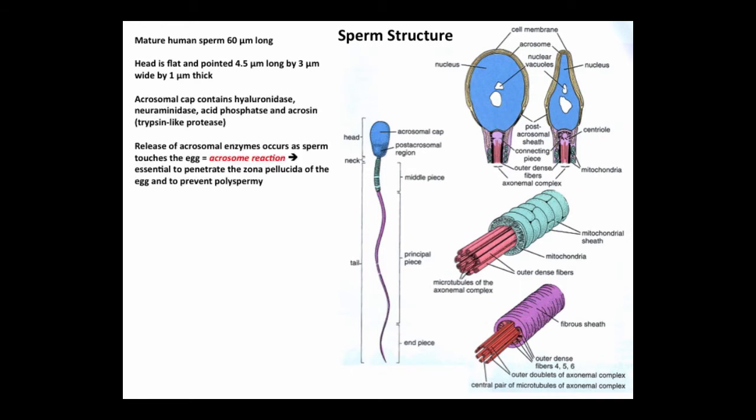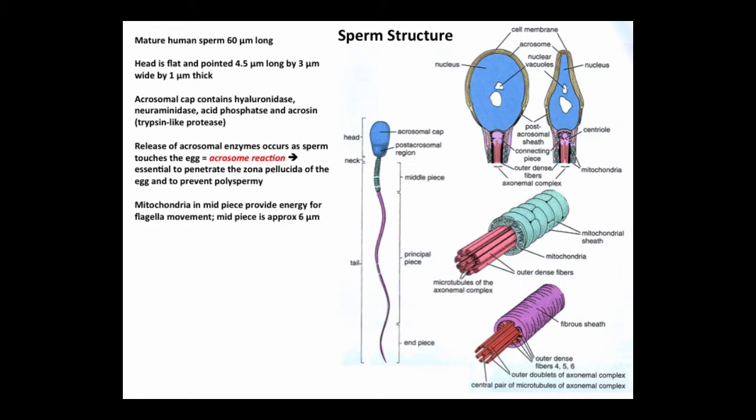The acrosome cap contains hyaluronidase, neuraminidase, acid phosphatase, and acrosin, which is a trypsin-like protease. And of course, these enzymes are necessary to break down the zona pellucida of the egg. Release of the acrosomal enzymes occurs as the sperm actually touches the egg. That's called the acrosomal reaction. That's essential to penetrate the zona pellucida of the egg, and it's essential to prevent polyspermy because it causes changes in the zona pellucida of the egg.